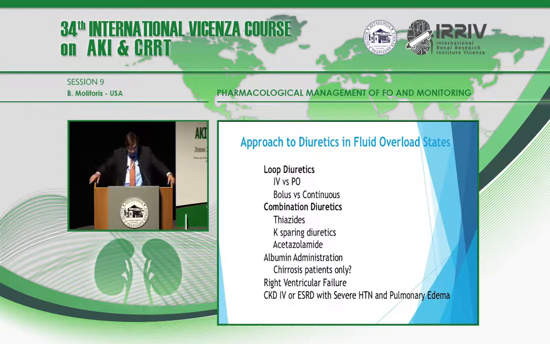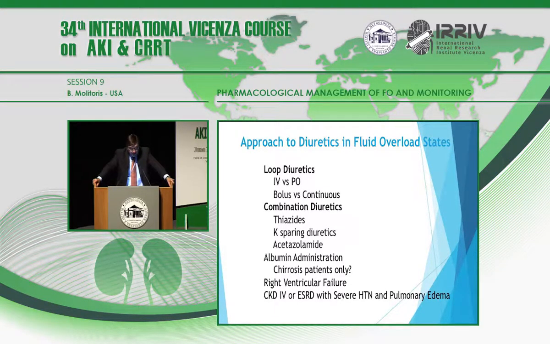So let's look at the approach to diuretics in these fluid overload states. And obviously, we start with the loop diuretics. You use these daily. IV, PO, depends upon the status of the individual patient, whether you're going to give the IV in a bolus or a continuous fashion, again, depends upon the individual patient, whether they're on the ward, whether they're in the unit. If you want more hour-to-hour control, I like the continuous. You're going to need to consider combination diuretics, and we'll spend a couple of minutes on why that's true.